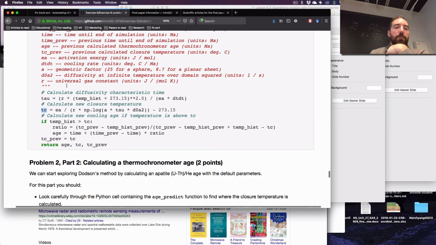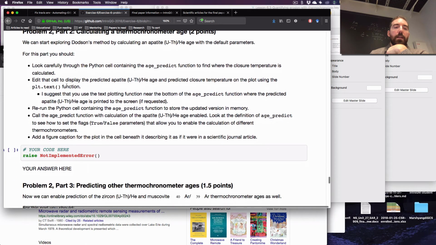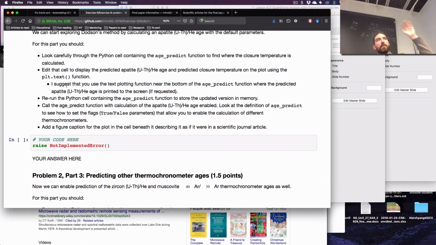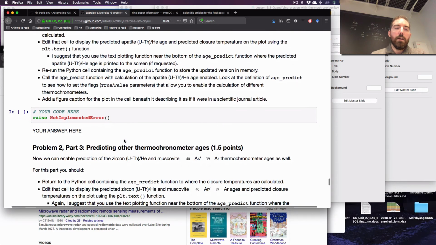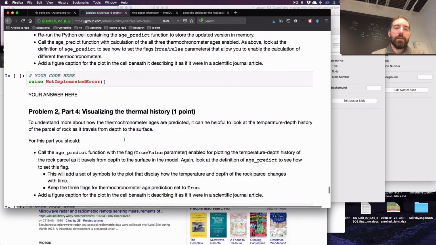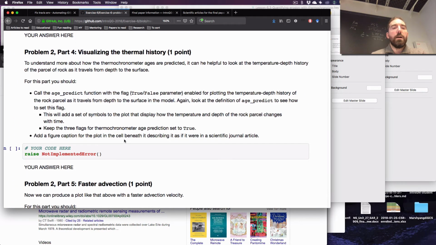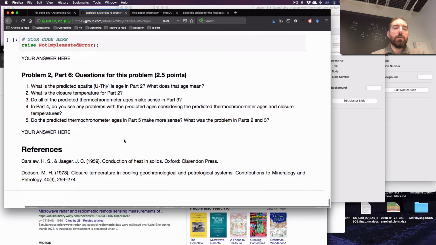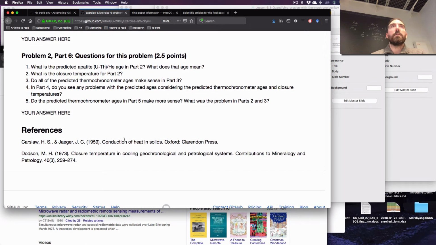You don't have to do anything for this section other than just run it so that it's defined and able to be used. And then after that, like the previous section, you just enable some different flags to get the code to calculate different thermochronometer ages. You'll produce a few more plots and answer a couple questions, and that's pretty much it for exercise number 6.